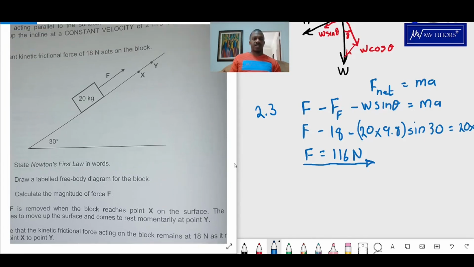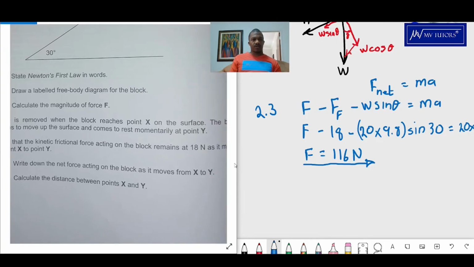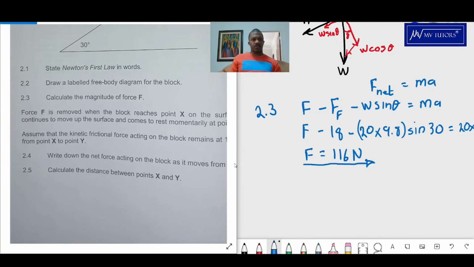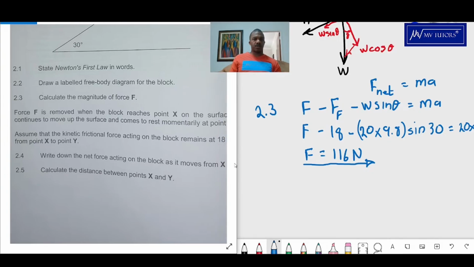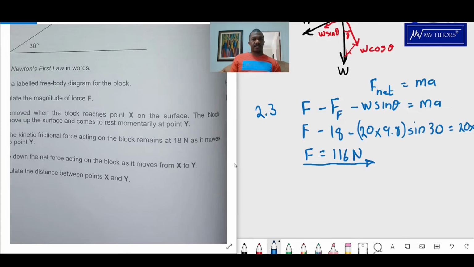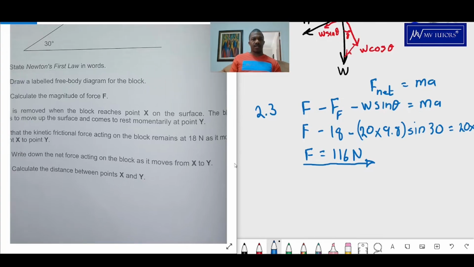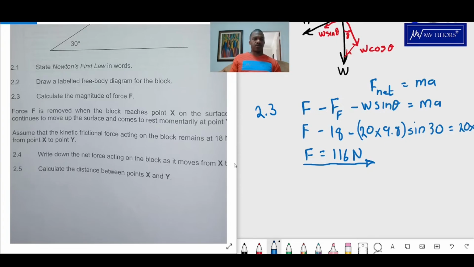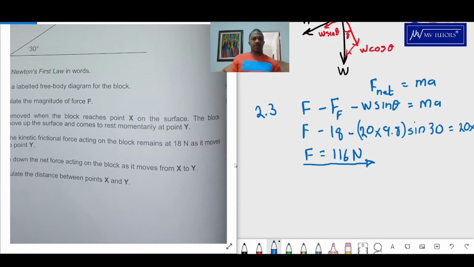So when the force was there, it was constant velocity, and then once you remove the force, this thing started decelerating, meaning slowing down. Okay, and then assume the kinetic frictional force acting on the block remains at 18 as it moves from X to Y. All right, write down the net force acting on the block as it moves from X to Y. Okay, let's do this.